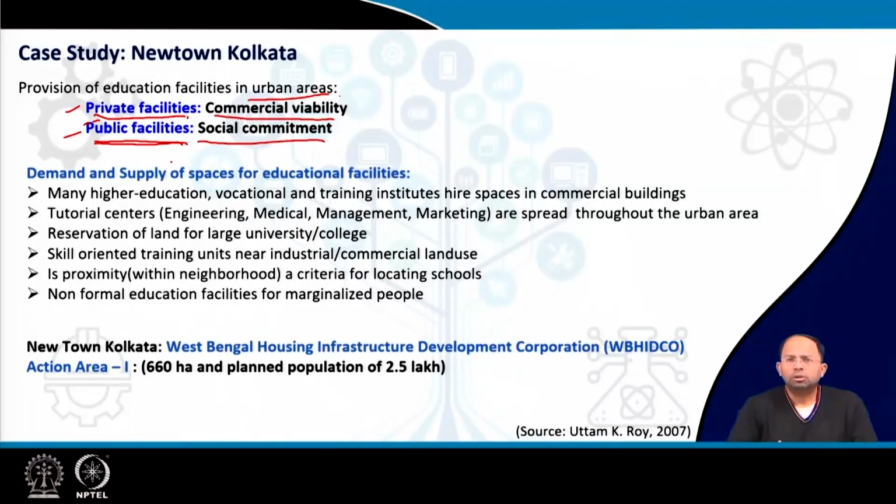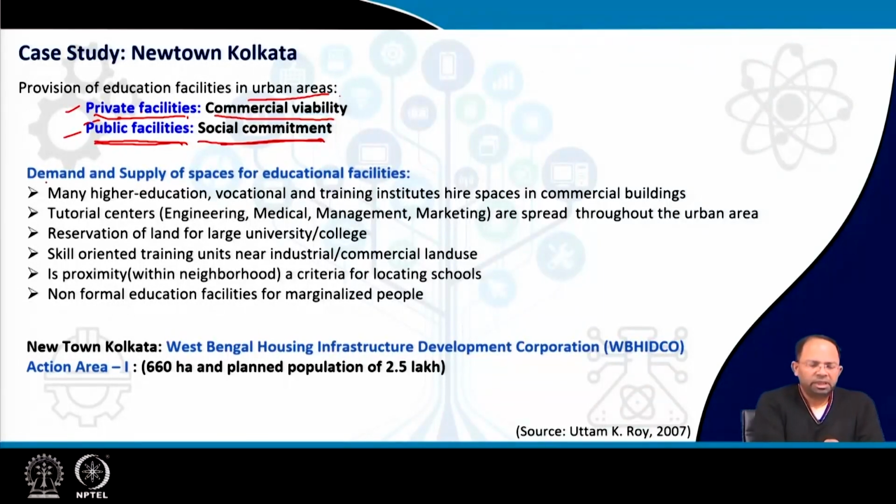good schools with proper infrastructure in an urban area. But primarily, there is social commitment from the government to provide schools, but at the same point of time, in an urban area like Newtown, we cannot say that all schools should be made by the government, because a significant amount of people would be studying in private facilities. So we have to find a balance between how many private facilities and how many public facilities should be provided.